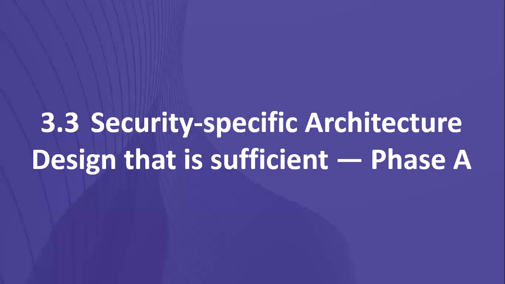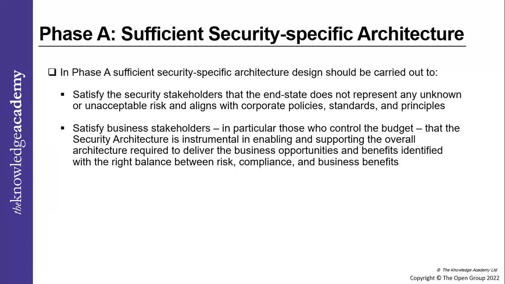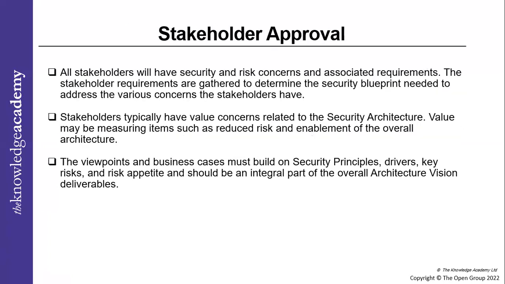Now, security specific architecture design that is sufficient. Phase A will have its own security concerns. If you look at phase A, you have to satisfy all the stakeholders. For example, the stakeholder who is concerned about security, and also the stakeholder who is only concerned about performance. Business stakeholders and security stakeholders, both of their concerns have to be taken care of. Got it?